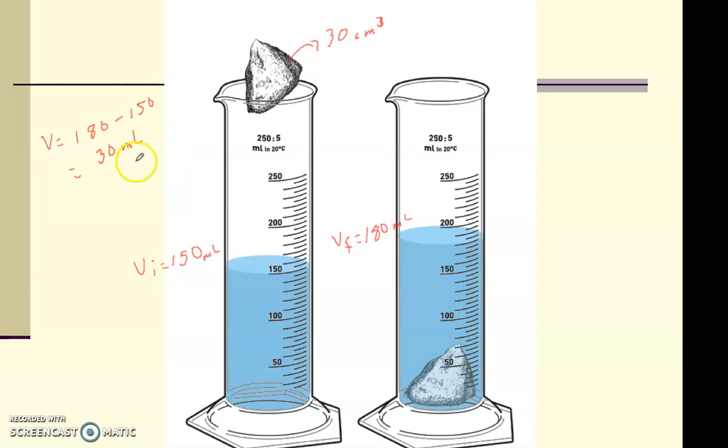Now, you can multiply this by 1 mL over 1 centimeter cubed. The mLs cancel, getting centimeters cubed. Or you just simply change the mL to centimeters cubed. So the stone is 30 centimeters cubed.